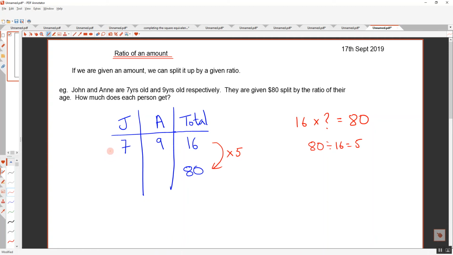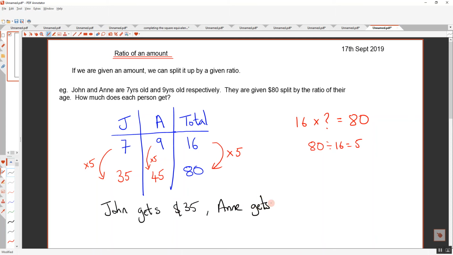So what do you think we do next then? You have to times 5 by 7 and 9. Right, so if we multiply each of these by 5, 5 7s are, shout out. 35. 5 9s are 45. So how much does each person get? How much does John get? $35. And Anne gets $45.